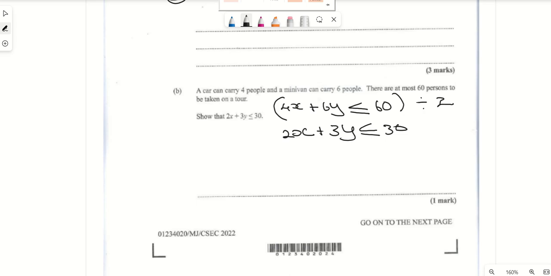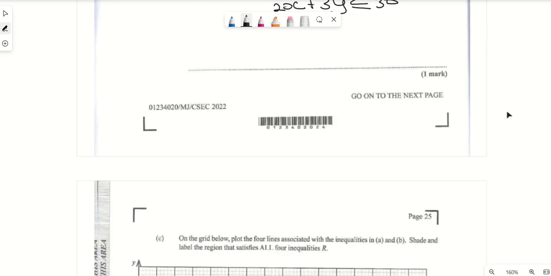So we broke it down to get the same thing, and that's how you're going to show it. And that is all for part B. All right, now let's go on to the last one.